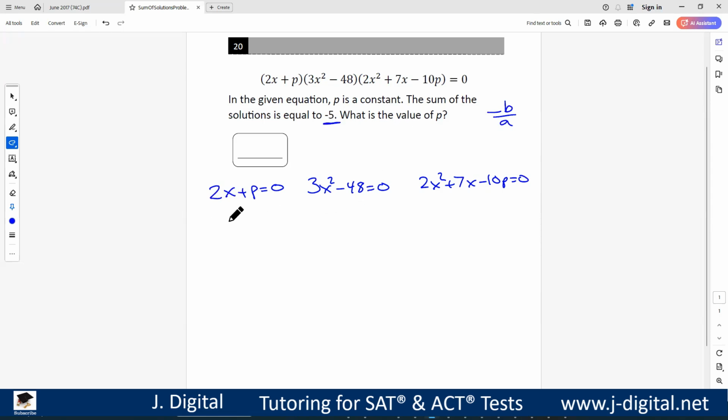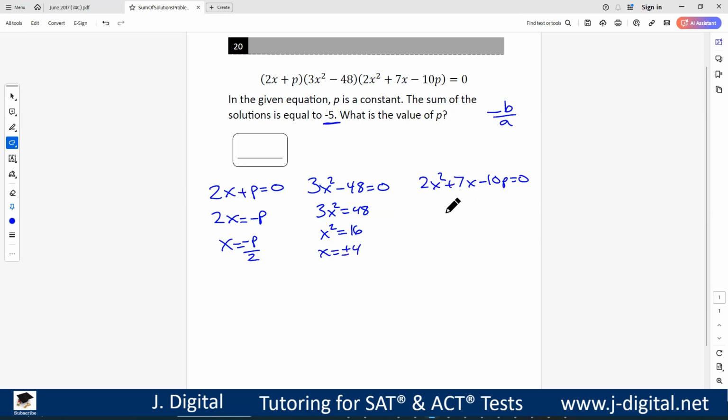So here, get the x by itself, subtract p from both sides, divide both sides by 2. So negative p over 2. Or here, add 48 to both sides, divide both sides by 3. Take the square root of both sides, x equals plus or minus 4.